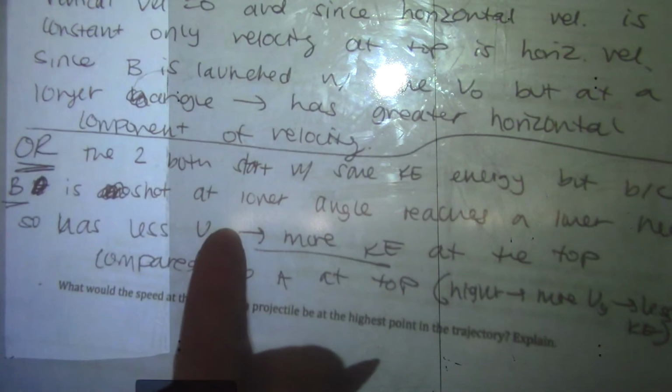So both got the same answer, right? Either way, we're saying that B has a greater kinetic energy at the top. Here we use projectile motion to explain it. Here we use energy, both completely valid. You should understand both, but you don't have to explain it both ways.